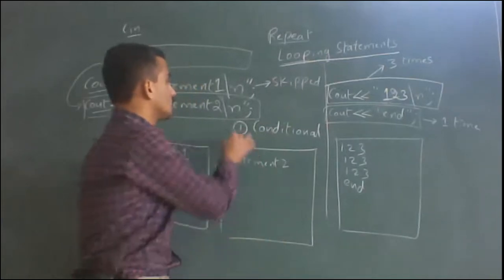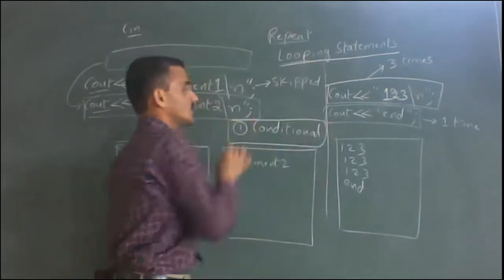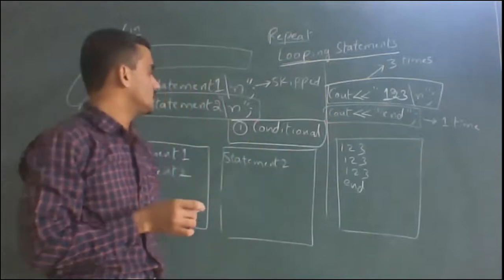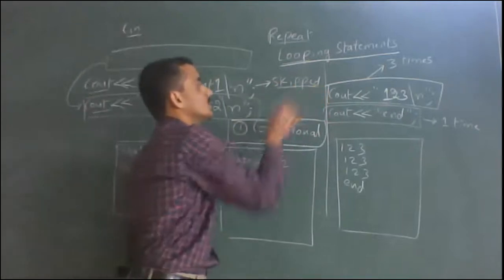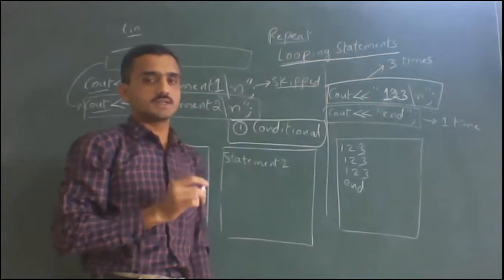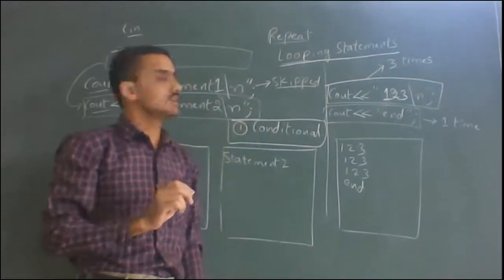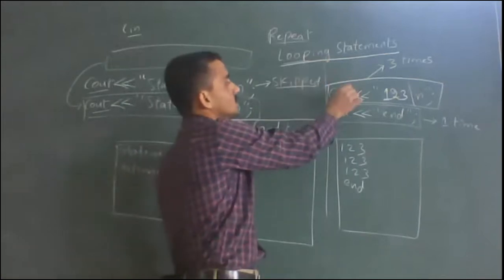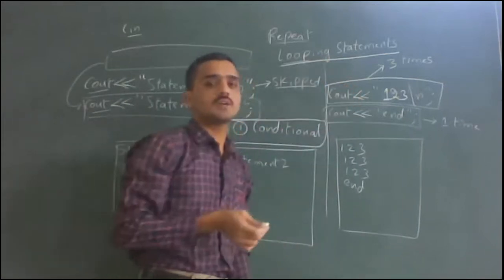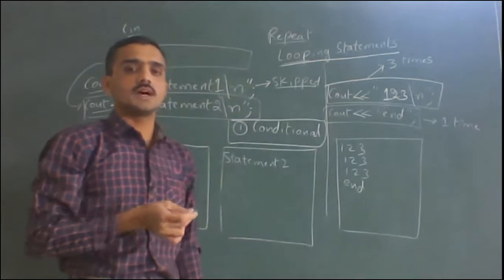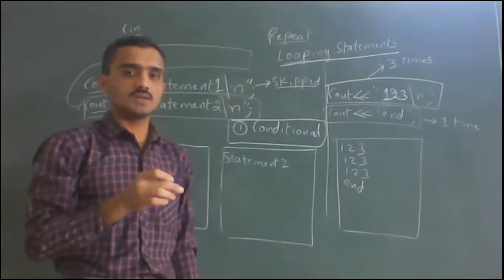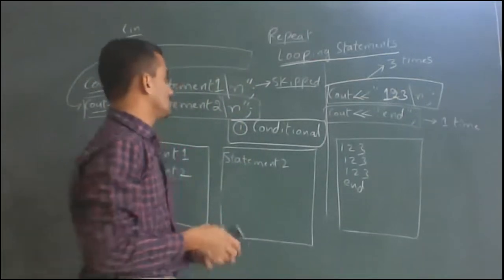The first part of control statements is conditional. In conditional statements, statements are skipped depending on the condition, and statements are not repeated. In the looping statements concept, statements are repeated. It will repeat the execution of statements either 0 times, 1 time, or more than 1 time.